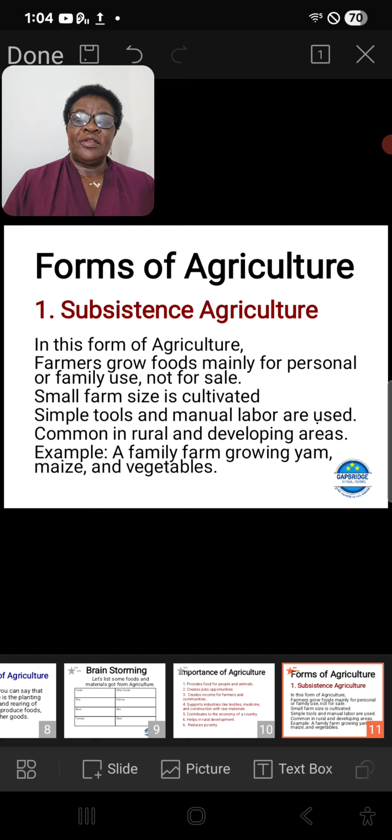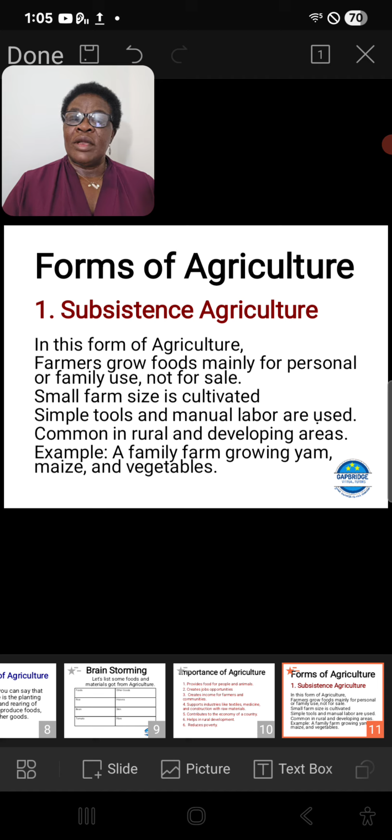Next topic is forms of agriculture. Agriculture is practiced in two forms. And when we talk about forms, we are talking about the size, the purpose, and the scale of agriculture. Don't confuse it with branches of agriculture or types of agriculture. So we have two forms of agriculture. One, subsistence agriculture, and two, commercial agriculture.